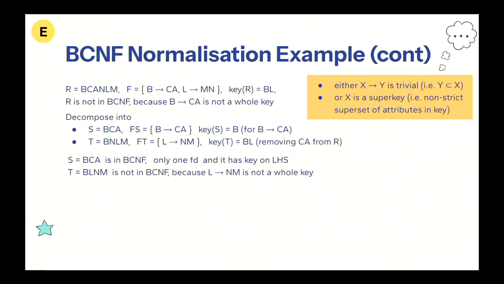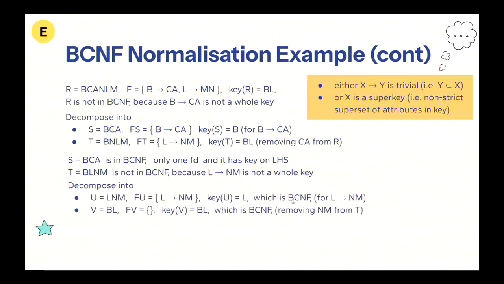So what we can do is something similar to how we decomposed R. Can you come up with the decomposition here? So what is the first table we should have here? The first table we should have should contain all the attributes of the functional dependency that violates BCNF. So what is the first table here? Yes, L and M. And what about the second table here? Yes, B and L.